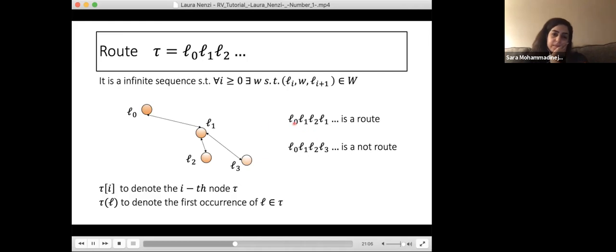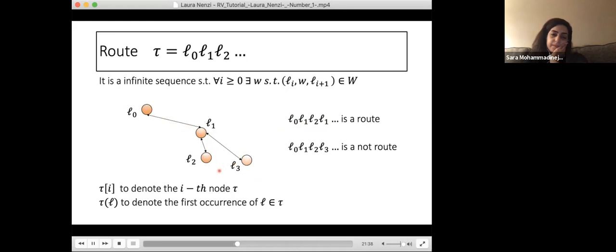So the sequence L0, L1, L2, L1 is a route, because, as I say, we are using an undirected graph, and here we can find an edge that goes from L0 to L1, one from L1 to L2, one from L2 to L1, so we can go back. Instead, the sequence L0, L1, L2, L3 is not a route because there are no edges that go from L2 to L3.